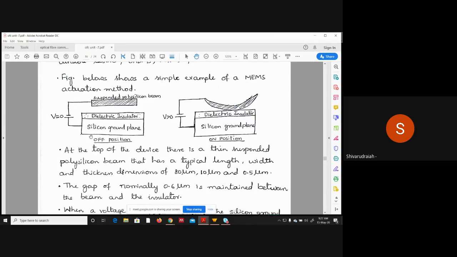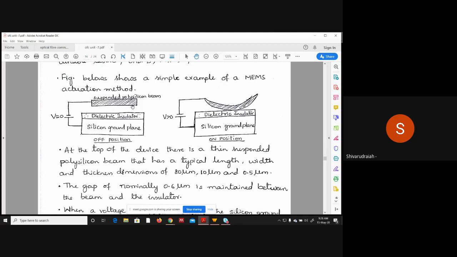I think you have studied these things when you learned the transistor fabrication steps. You have a silicon surface that we call the substrate, and on top of that we have a dielectric insulator, which is grown on top of your silicon substrate, right? We also have one more element, a suspended polysilicon beam. It's a different material compared to your silicon and insulator. Polysilicon is a polycrystalline material which is suspended on top of the dielectric insulator.